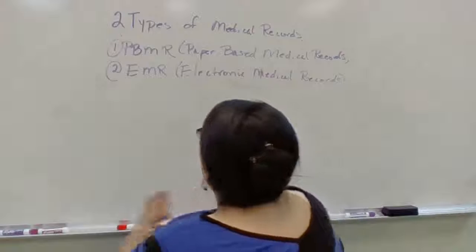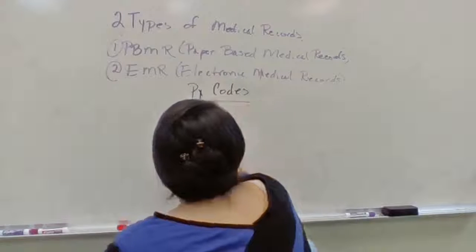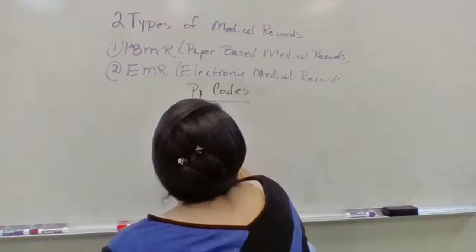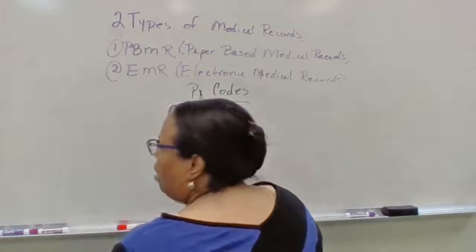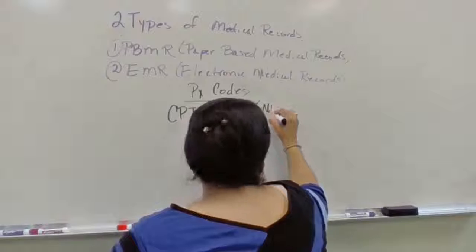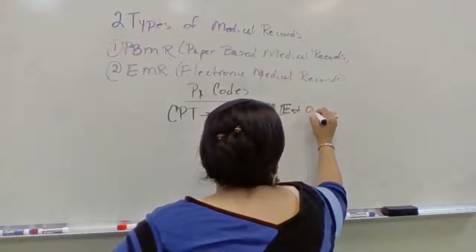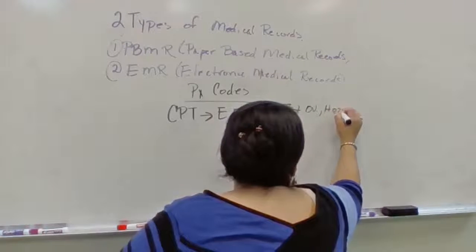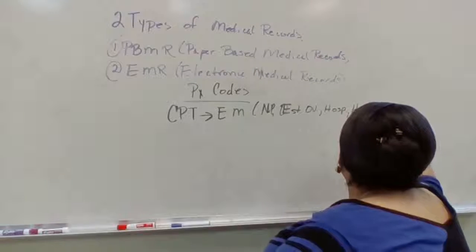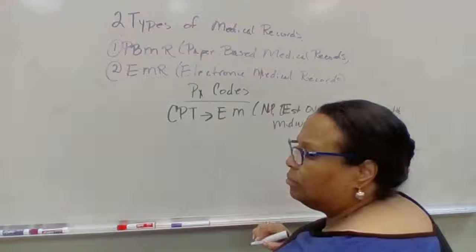Remember, for procedure codes, there's different types of procedure codes. What book gives you the procedure code? CPT. CPT has divisions of the codes, right? They have what? Evaluation and management. That deals with your new patient, your established patient office visits, your hospital visits, and your home health visits. If you've seen a midwife, it deals with that too. Okay?